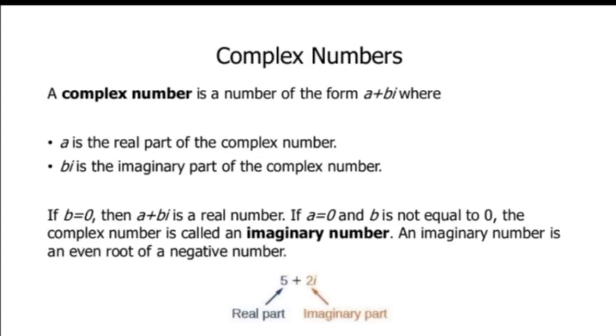Complex numbers. A complex number is a number of the form a plus bi, where a is the real part of the complex number, and bi is the imaginary part of the complex number. If b equals 0, then a plus bi is a real number. If a equals 0 and b is not equal to 0, the complex number is called an imaginary number. An imaginary number is an even root of a negative number, where in 5 plus 2i, 5 is the real part and 2i is the imaginary part.